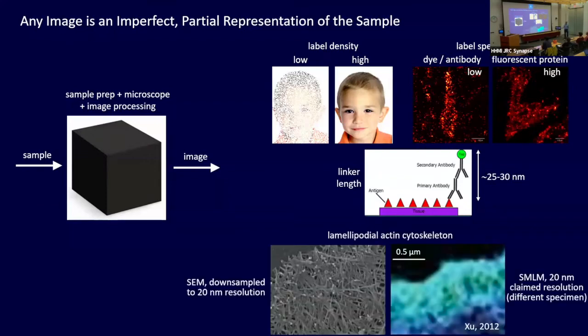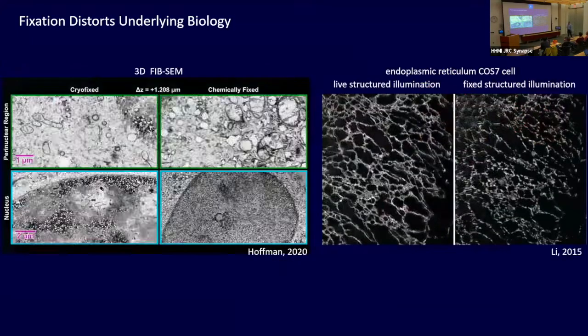And so, for example, this is a claim at the actin lamellipodium of 20 nanometer resolution. And it looks like that when you look at very sparse actin filaments further into the cell. But when you have this dense actin network at the edge, electron microscopy downsampled to 20 nanometers looks like this. Super resolution looks like that. So I've long since given up trying to fight the battle of resolution claims in microscopy because they're crazy.